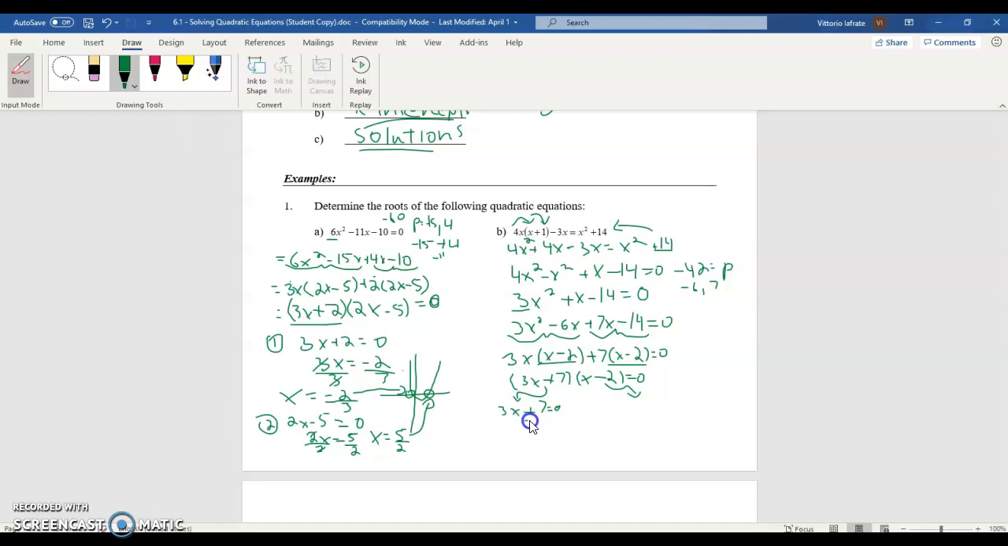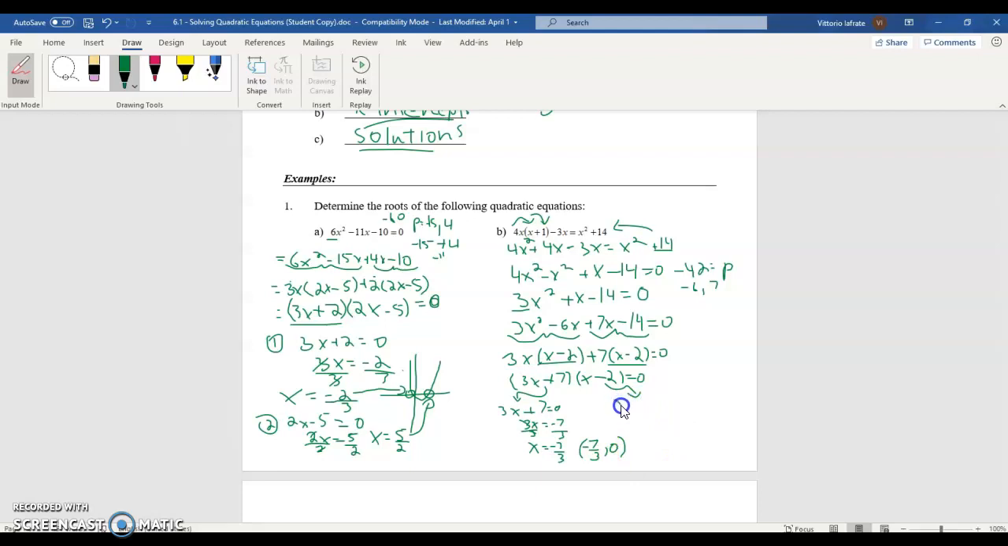We can isolate for the x value. So 3x is equal to negative 7. We divide by 3, divide by 3. And now we get our first solution is x is equal to negative 7 thirds, negative 7 over 3. So that means if we were to write this in coordinate form, it would basically look like this. We'd have negative 7 over 3 as our x value, and then 0 as our y value because we're on the x-axis at this point.